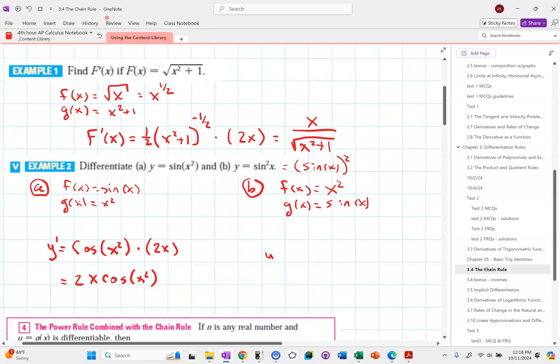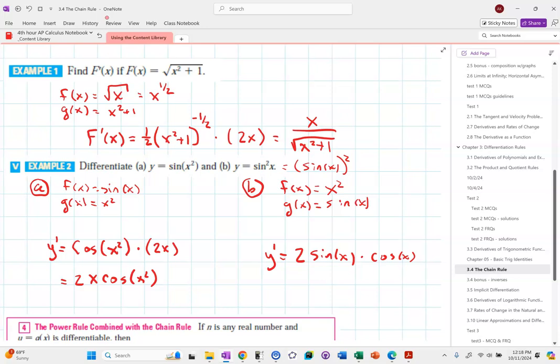Okay, so if I do the derivative of the outside, the derivative of x squared is 2x, but we plug in our g, so it's 2 sine x. And the derivative of the inside is cosine. Now that answer is fine the way it's written. Does anybody recognize that as a trig identity though? 2 sine x cos x. It's the double angle formula for sine.